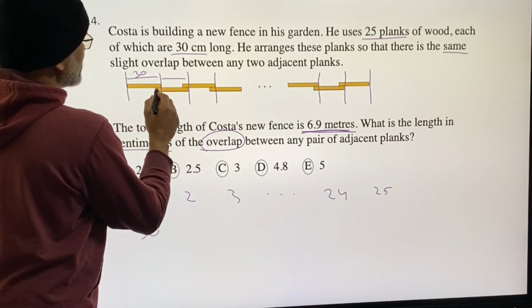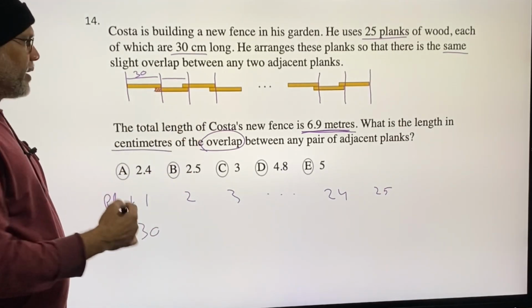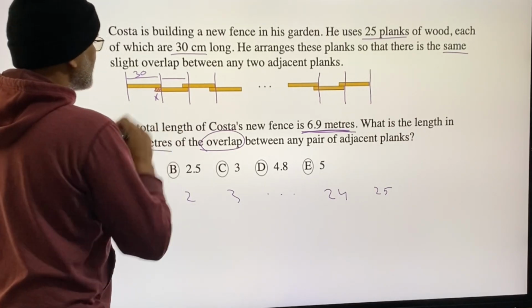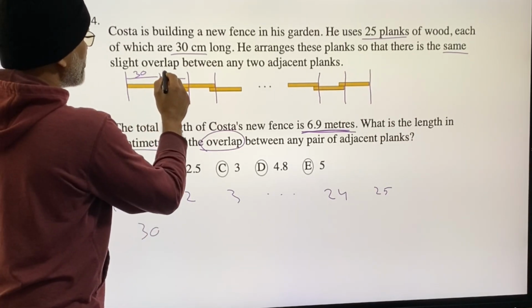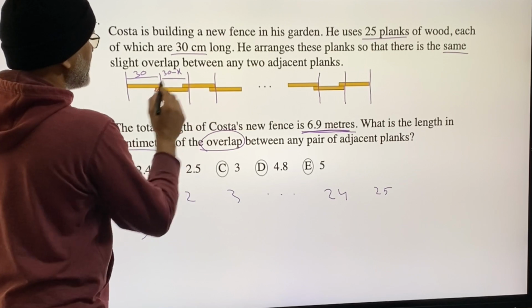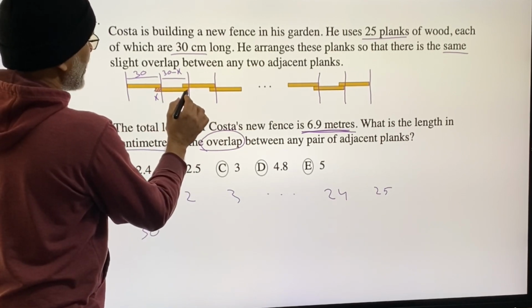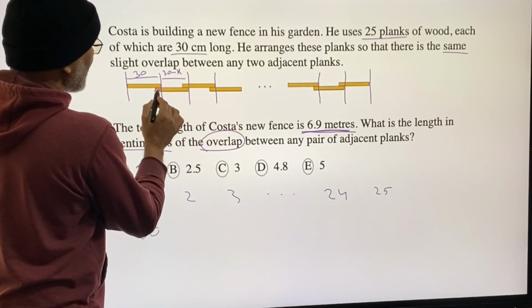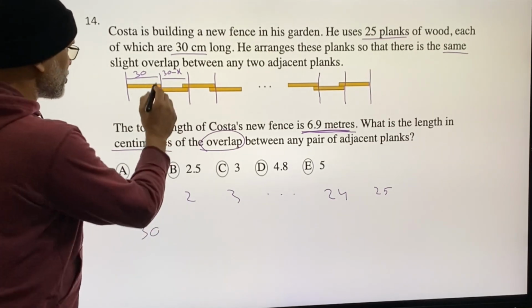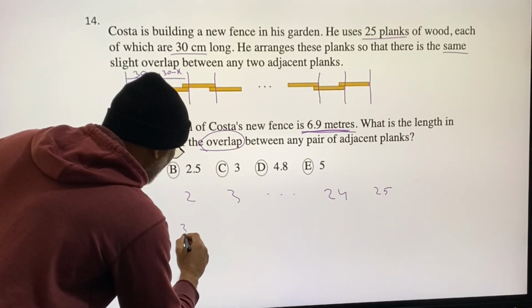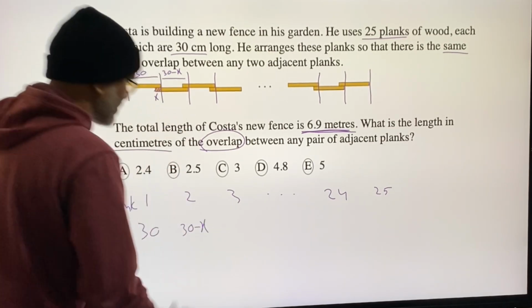Remember, there is some overlap that I have taken away. Let me call that overlap x. Then this is going to be 30 minus x, right? So I'm going until the end, but in the beginning, I have taken away the overlap. So for plank 2, I am counting 30 minus x.